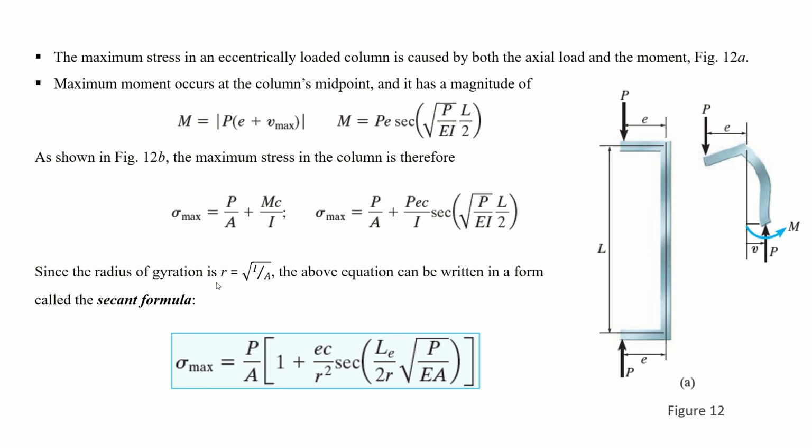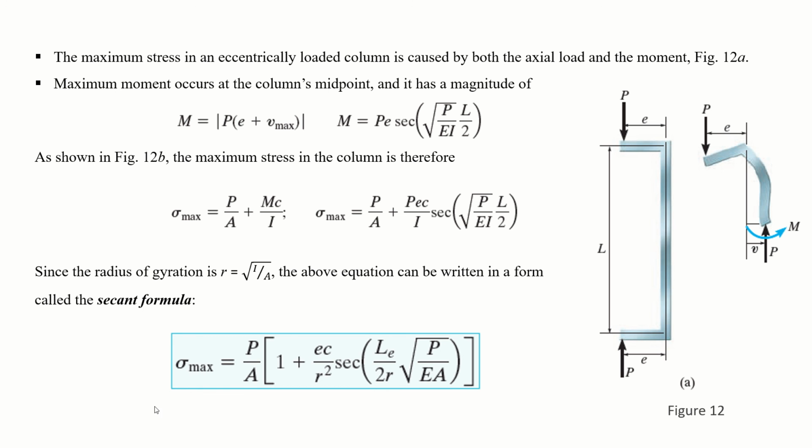So since the radius of gyration r is equal to under root I by A, the above equation can also be written in the form called the secant formula. So you can write it, if you put this I as A into r square, P by A can be taken as common, so 1 will be left here, plus EC by r square here, and secant of this thing.